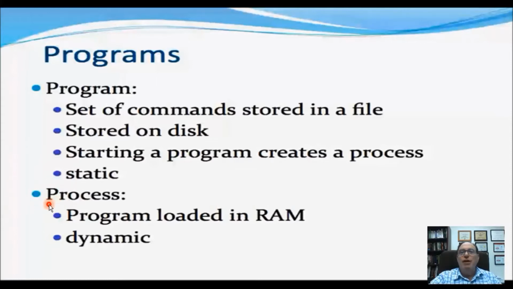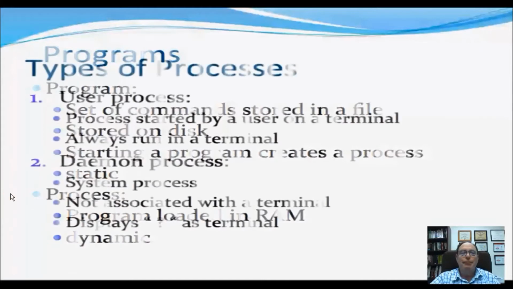The program is then loaded into the RAM, the random access memory of the computer, and at that point it becomes dynamic. It is an actively executing process. At this point, it is no longer just a file on a hard disk. It is active in RAM and it is executing. And we will talk about this in a little more detail coming up.